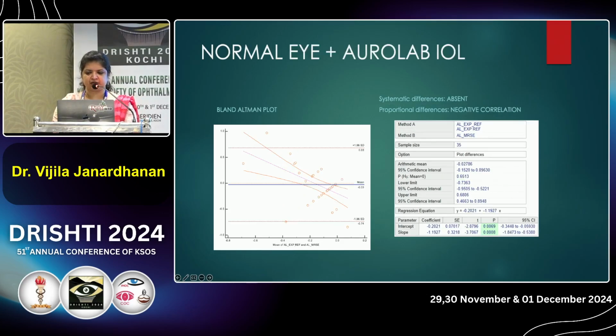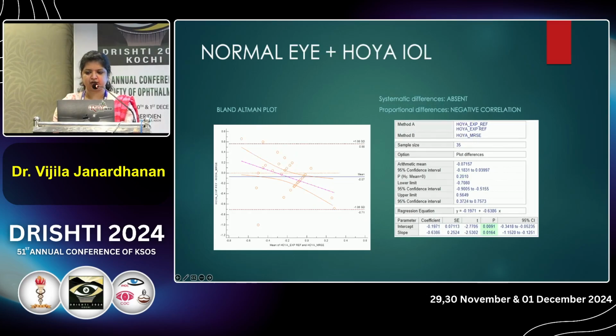In the subgroup analysis for normal eyes for the different IOL models, the Alcon IOL shows proportional bias with negative slope, and the Hoya IOL also shows proportional bias with negative slope.